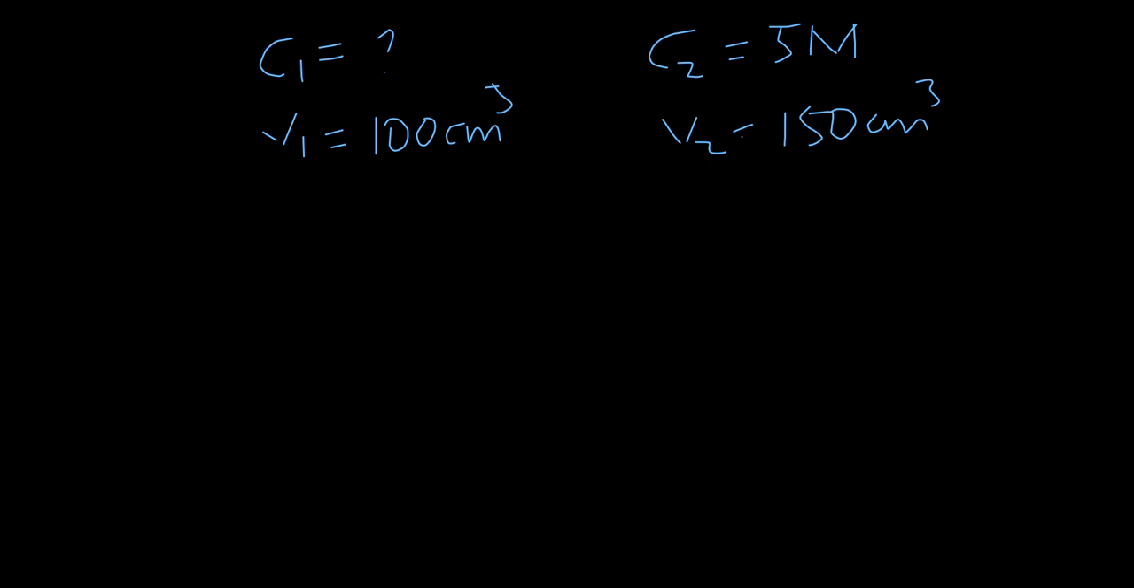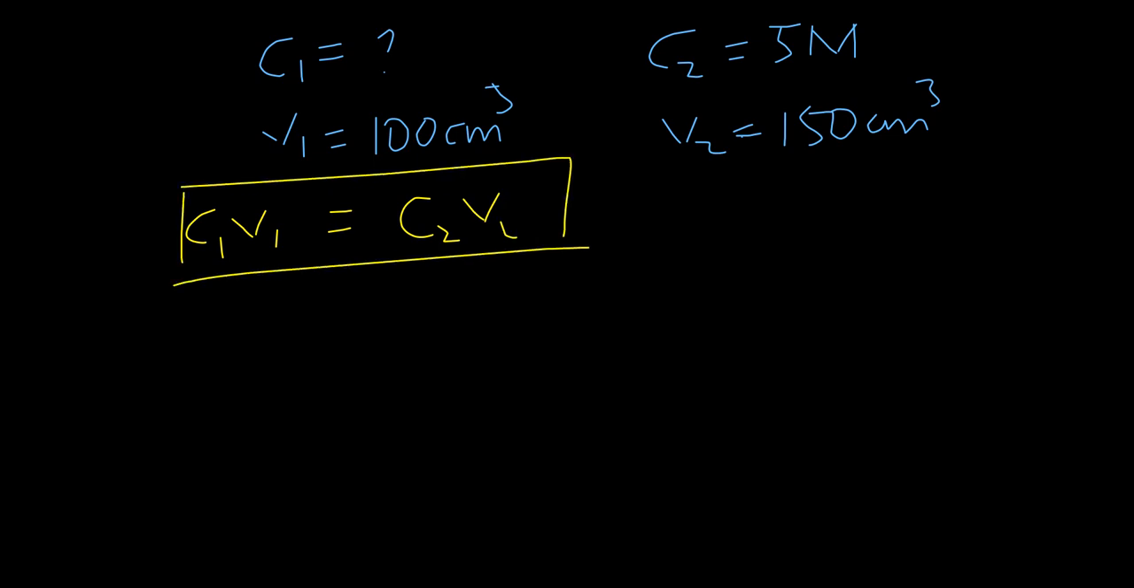So that's what we're going to use. Let's put down our formula: C1V1 equals C2V2. Now we are told that we should find C1. So we'll make C1 the subject, meaning that we'll get rid of V1. This V1 will cancel out. You are left with C1, which is what you are looking for, equal to C2 V2 over V1.